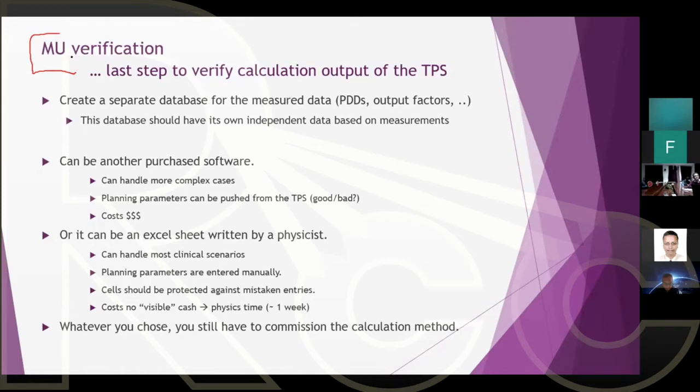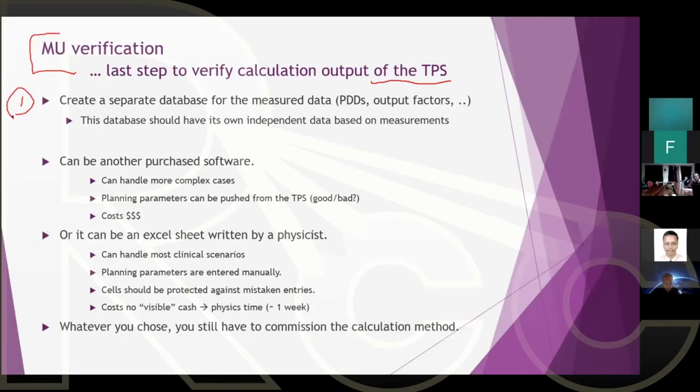So now we're looking at MU verification. And for the physicist, this is the last step that you verify the plan quality assurance. You're verifying now the output of the TPS. The first criteria is that it has to be something separate and completely independent from your planning system.